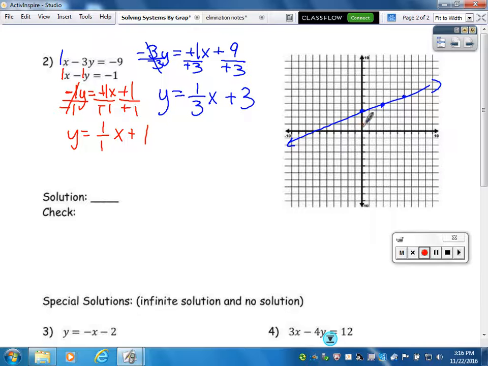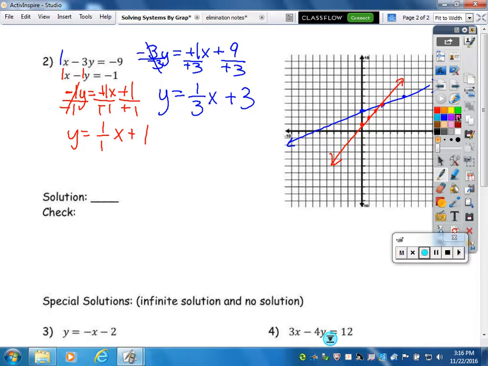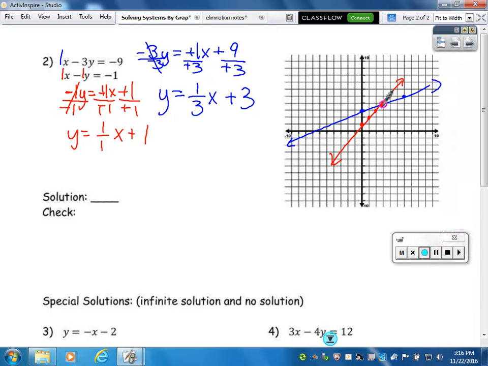So I'm going to start at 1. And I need to go up 1, over 1, up 1, over 1, up 1, over 1 until I hit my other line. And I saw it right there. Pick a good color. Right there. And that was at over 3, up 1, 2, 3, 4. So 3, 4.